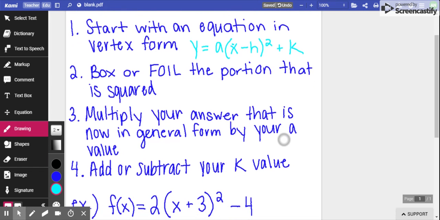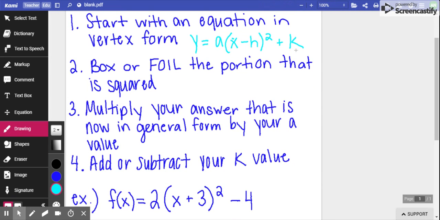The only tricky thing that comes up is if you have an a value and a k value. If you have an a value that is not 1, so we have a number out in front, we are going to multiply the answer that we got after we boxed or FOILed. Again, following the order of operations, you should always multiply before you add or subtract your k value. So once you've multiplied your answer by your a value, you can then move on to adding or subtracting your k value. You will just take the answer that you got after you multiplied by your a value and add or subtract your k value from the c value of your equation.